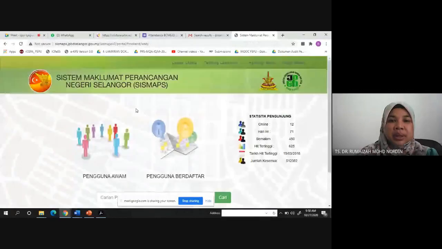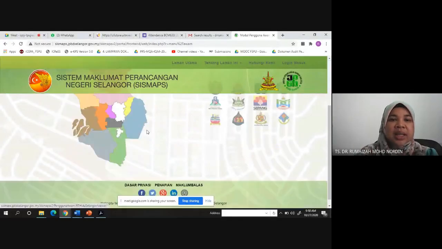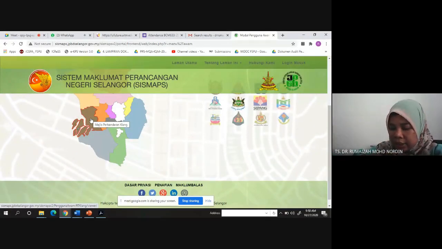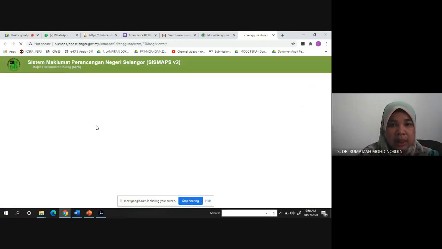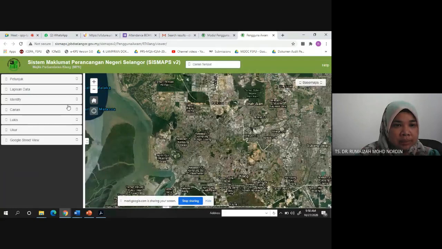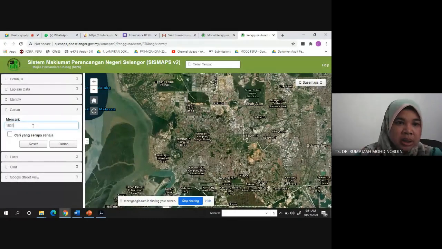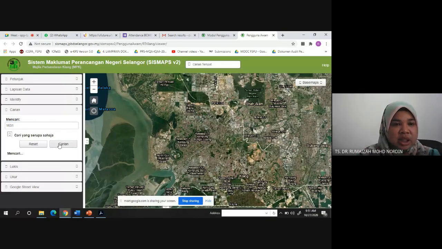Okay, I would love to show to you. One moment, yeah. This map. Alright, saya tunjukkan. Right. Now, kita boleh pergi ke Sysmaps. Right, so Sysmap. Okay, so kita pergilah dekat pengguna awam. Okay, katalah tanah ni dekat Kapar, Klang. Okay, so this is Sysmap. You all boleh mencari lot 1631. Cari yang serupa sahaja.